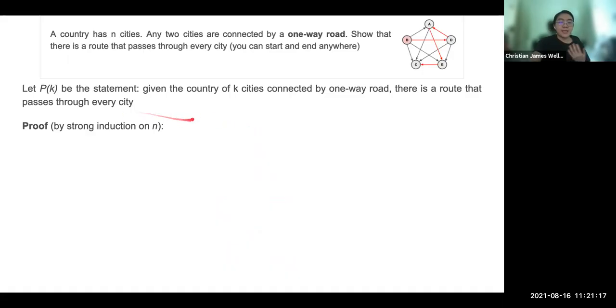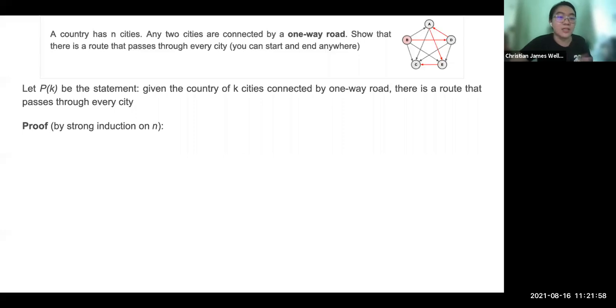So here's the statement, the PK. Given a country of K cities connected by one-way roads, we claim that there is a route that passes through every city, by strong induction on K. By the way, I didn't really talk about this term, but usually we describe the thing that you are doing induction on as strong induction on that particular variable. In graph examples, maybe you do induction on the number of nodes, or maybe someone else does induction on the number of edges.